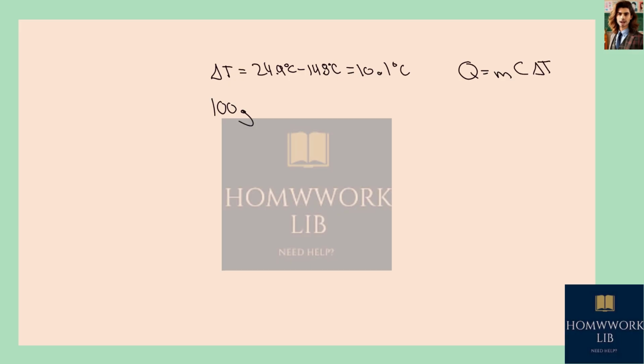for the amount of heat that has been generated. The mass is 100 grams. The heat capacity of water is going to be 4.18 joules per gram per degree Celsius. And next, we're going to simply multiply it by the change of temperature, which is 10.1. This is going to give you a value for Q equal to 4,221.8 joules.